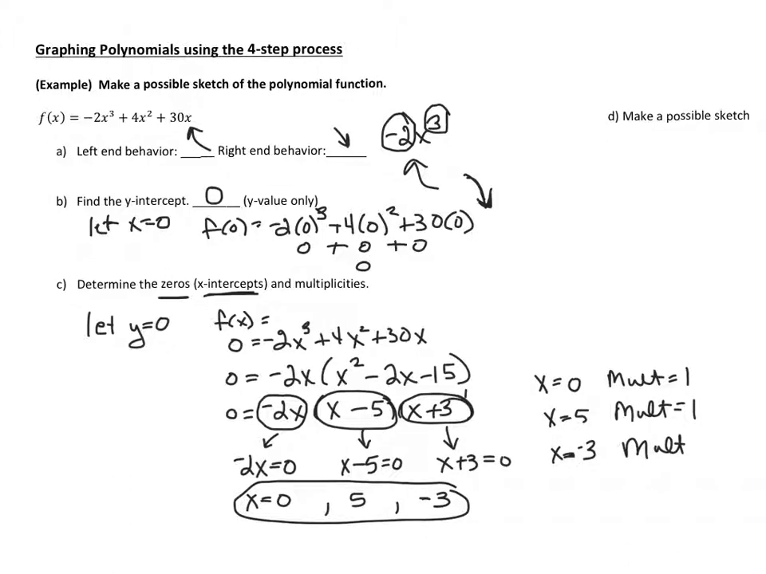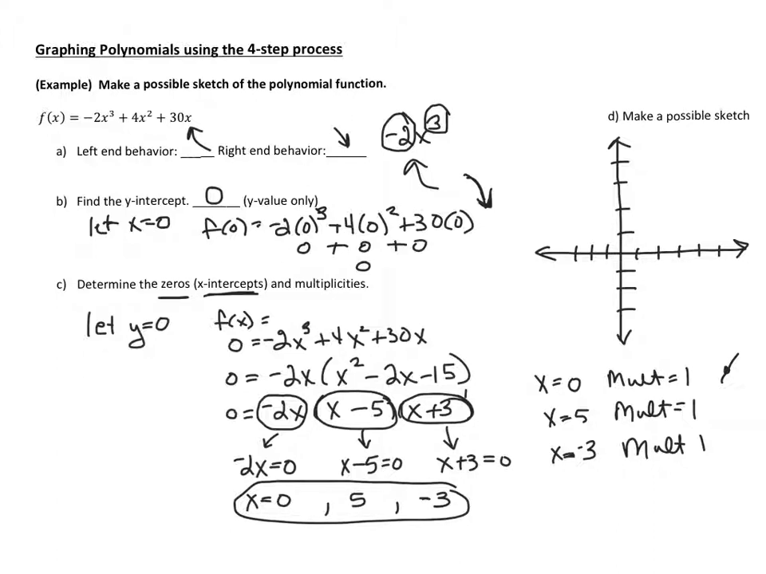And the multiplicities are important because they tell us what happens at that zero. So remember, when multiplicity is an odd number, which in this case all 3 of our zeros have multiplicity 1, that tells us that the graph passes through the point and doesn't touch it. Okay, now let's bring everything together and try to sketch the graph.